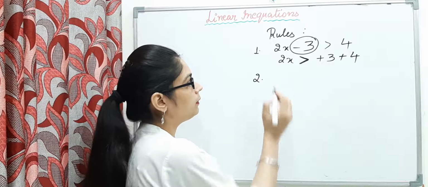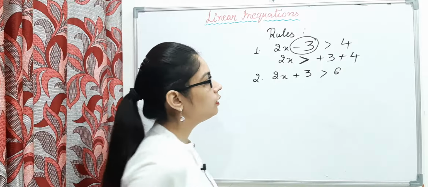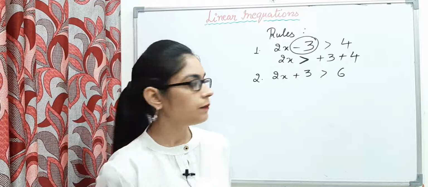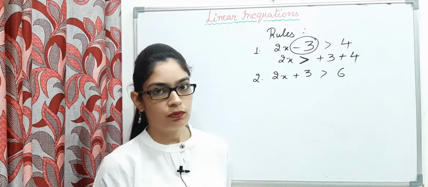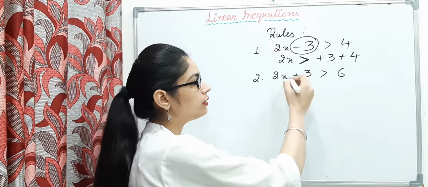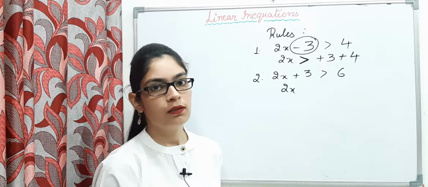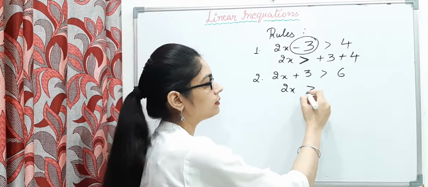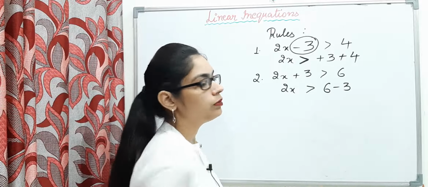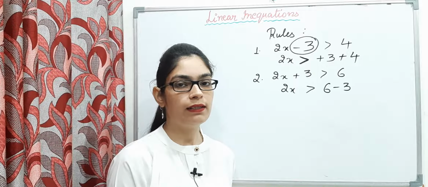Then the second rule is that if I have this thing, again I have taken one example, 2x plus 3 is greater than 6. Here if I want to find the value of the variable x, then I can shift this positive integer to the other side. In linear inequations, when we shift a positive integer to the other side, the sign of the inequality remains the same and the positive integer changes to a negative integer. So these two rules are exactly the same as in linear equations.